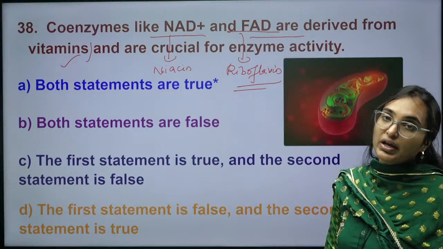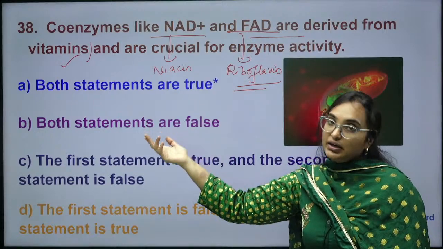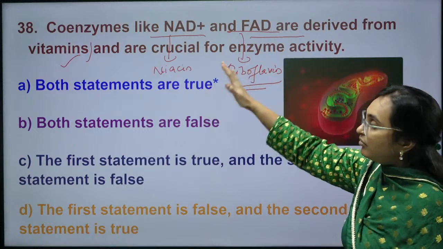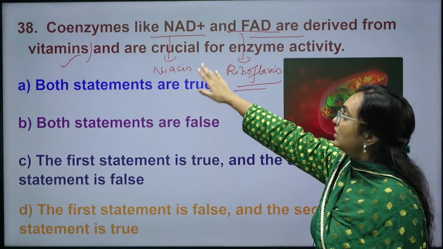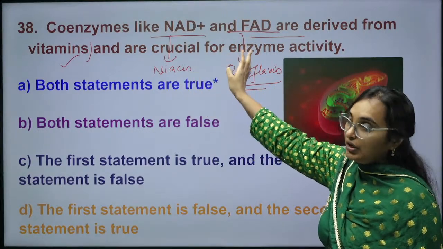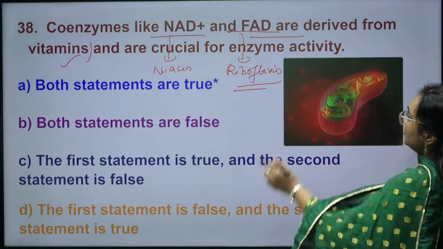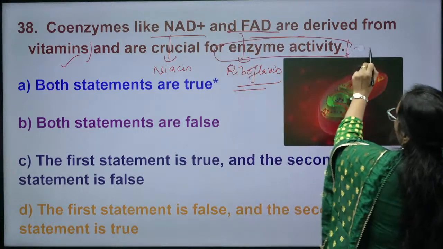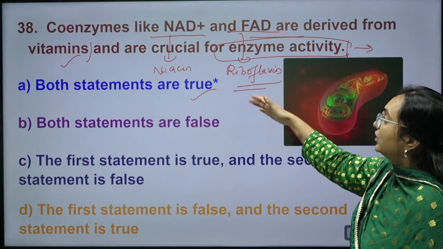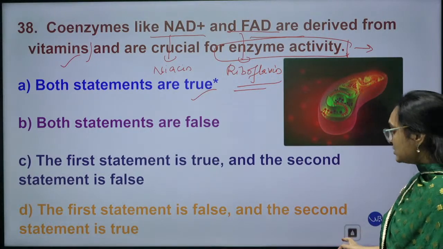Coenzymes means what? The components which are helpful for the enzyme activity, which help the activity of the enzyme, are called coenzymes. These coenzymes are derived from vitamins. So you require vitamins like niacin and riboflavin for the development of coenzymes like NAD and FAD, nicotinamide adenine dinucleotide and flavin adenine dinucleotide, and these are responsible for the enzyme activity. So both the statements are true here. Answer is A.